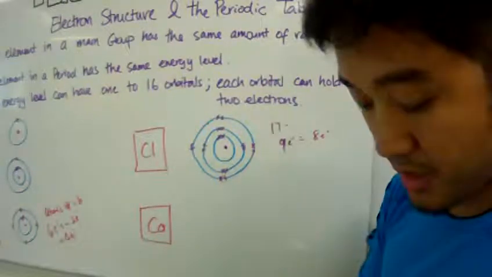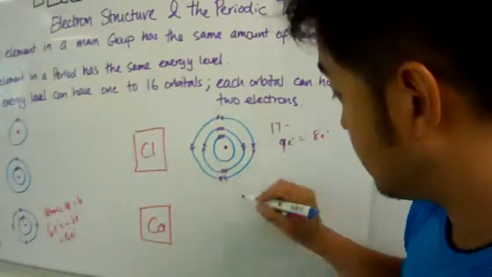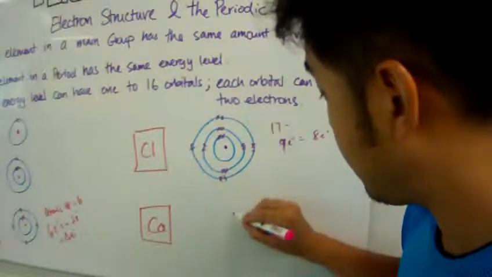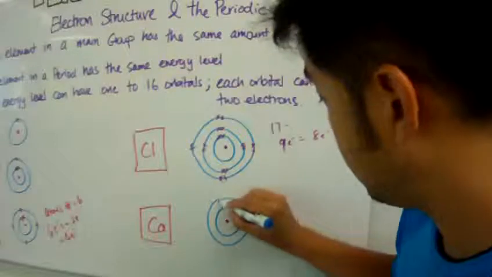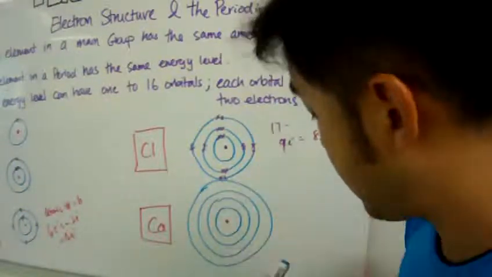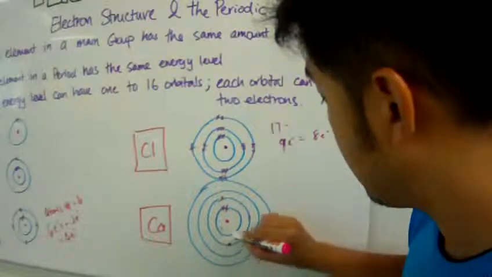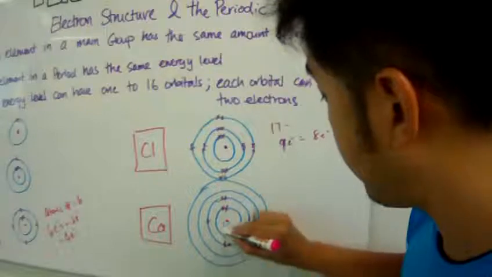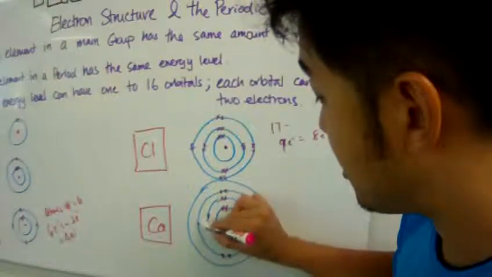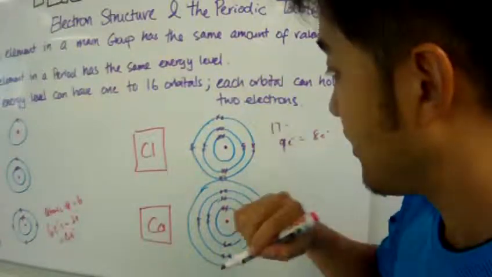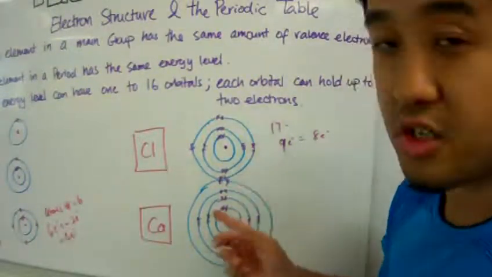Now, what about calcium? Calcium is on period 4. So it has 4 energy levels. Four energy levels, 2 electrons on the inside, and then 8 electrons on the second shell, 8 electrons on the third shell, and on the last shell, it has 2 electrons.